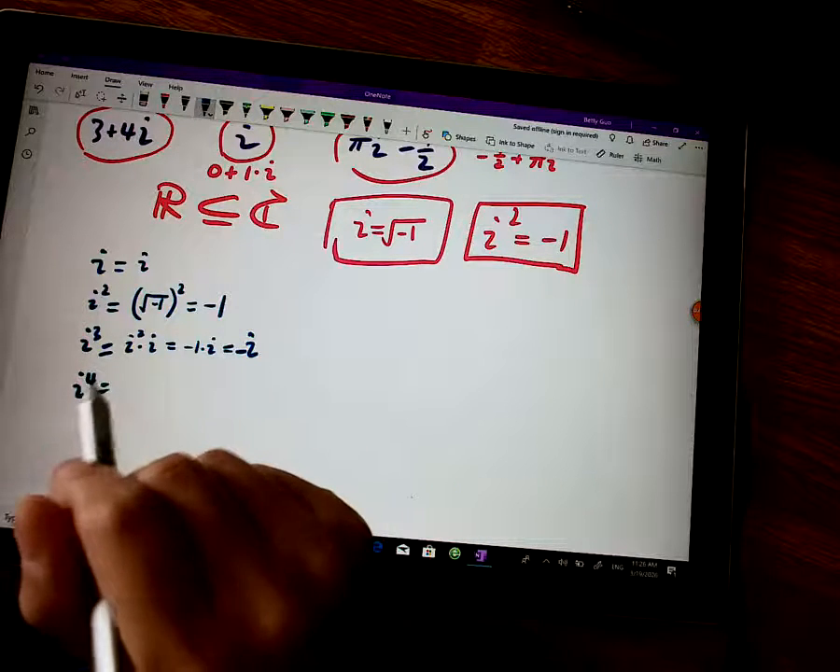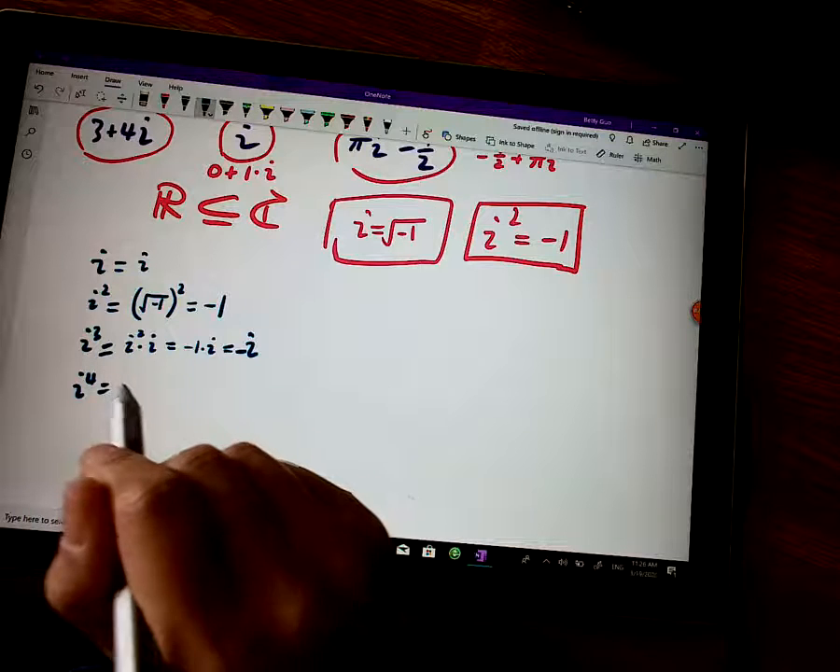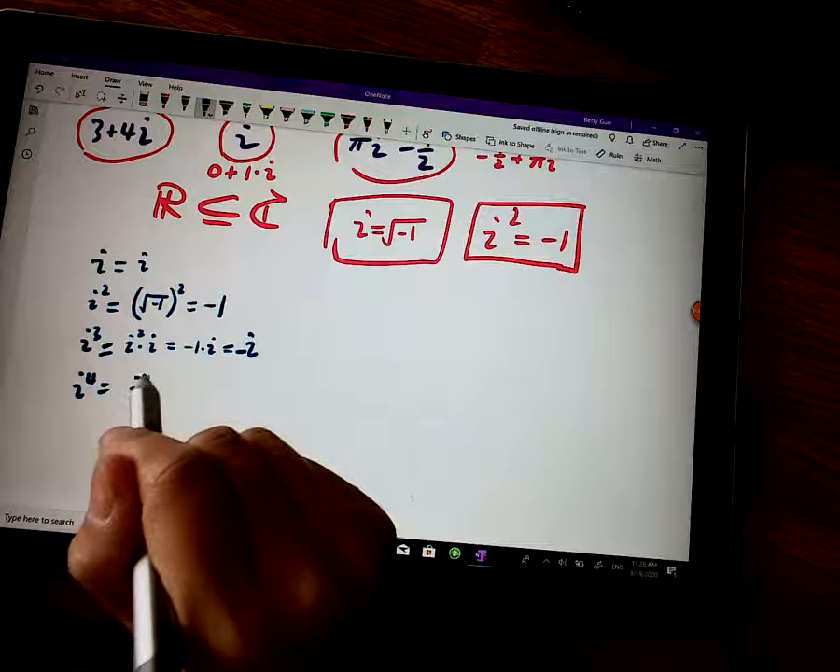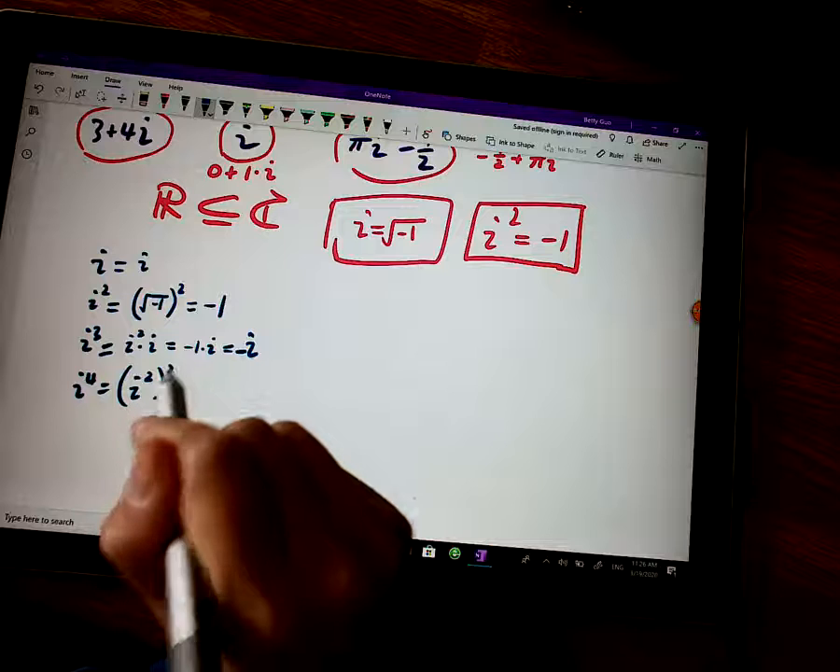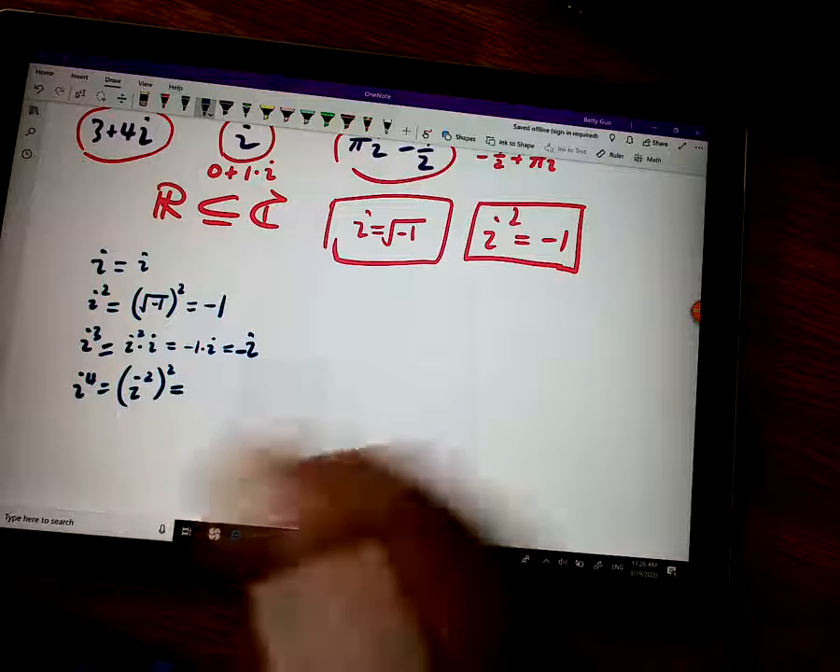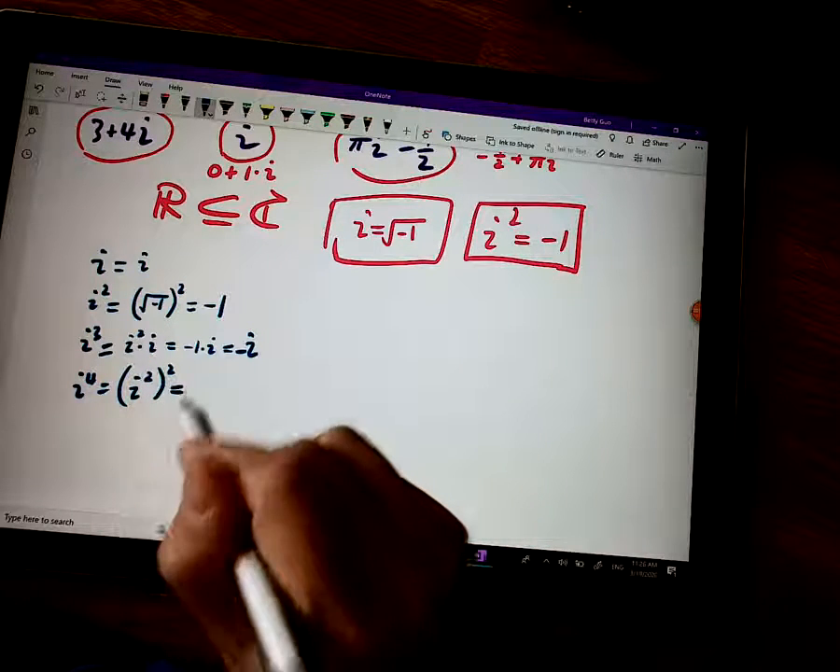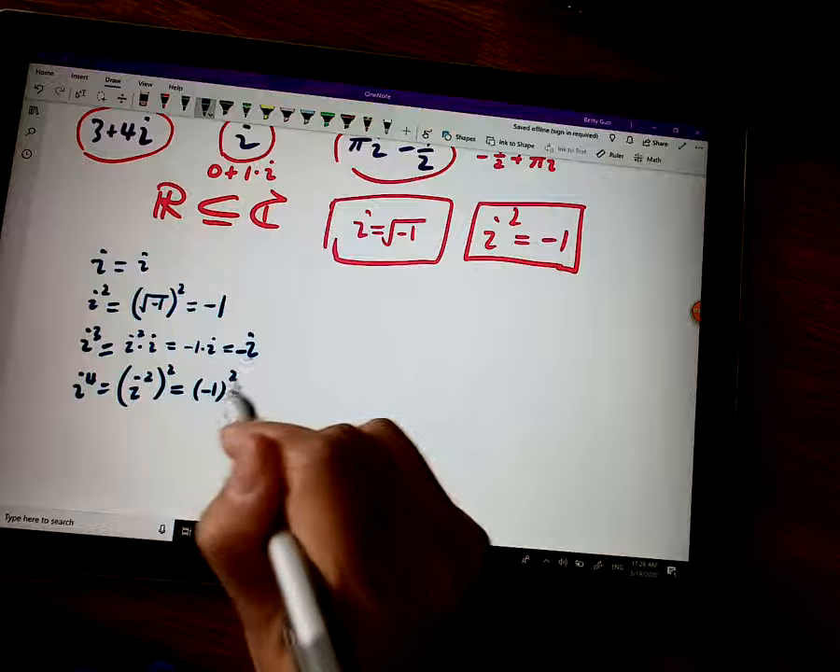And what is i to the power of 4? Could we write i to the power of 4 as the square of i squared? And what is i squared? Again, what is i squared? Negative 1. What is the square of negative 1?